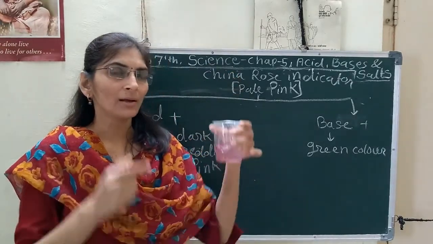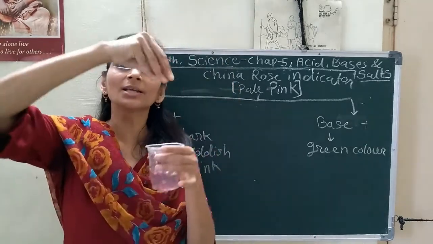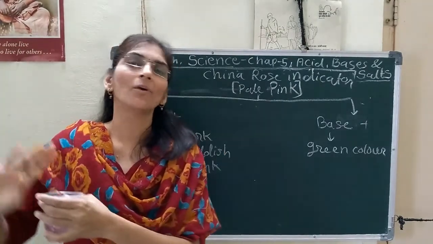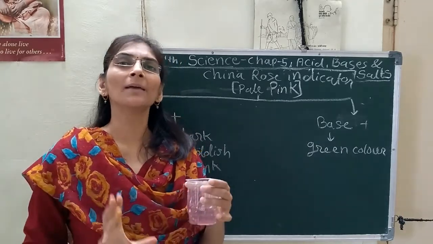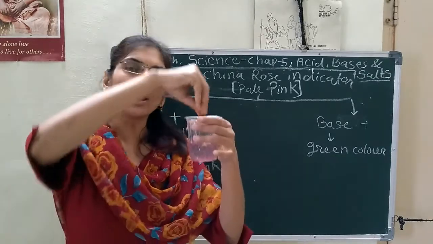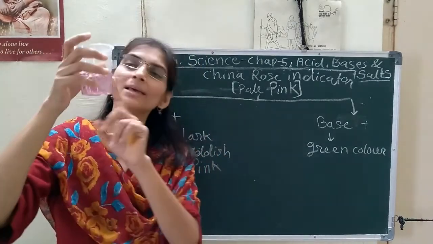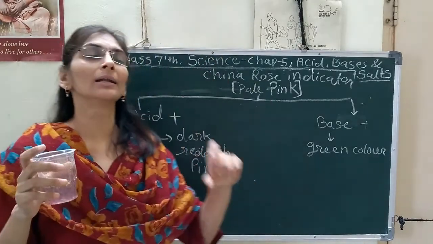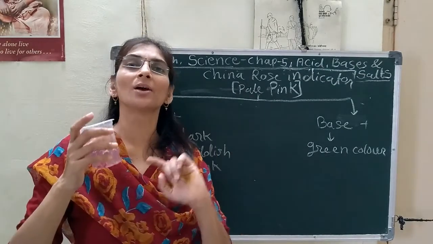Okay, how to make it? First take distilled water in a container, then take the China roses, crush them and add them in water. Keep aside for a long time, and after 1 hour or 2 hours, you have to crush the flowers again, and then filter this, and you will get a clear pink color solution, and that is nothing but your China rose indicator. That is the preparation of China rose indicator.